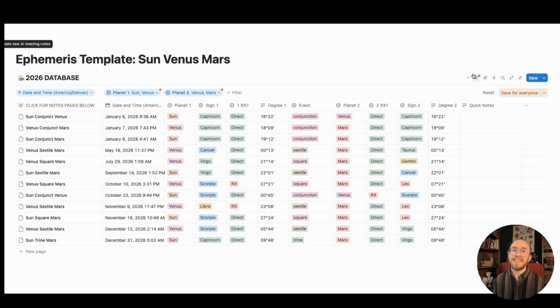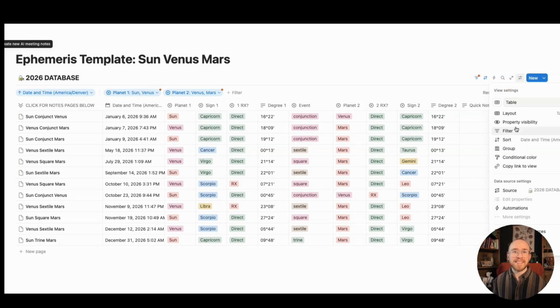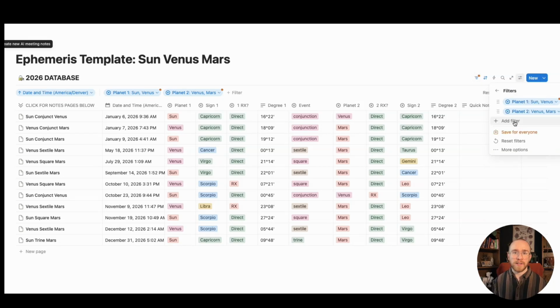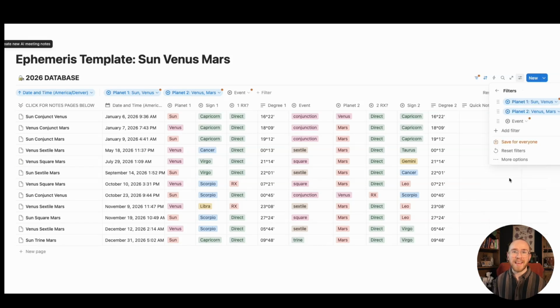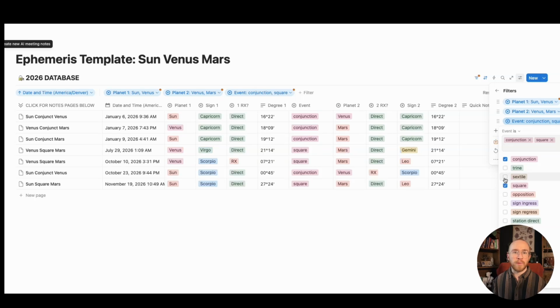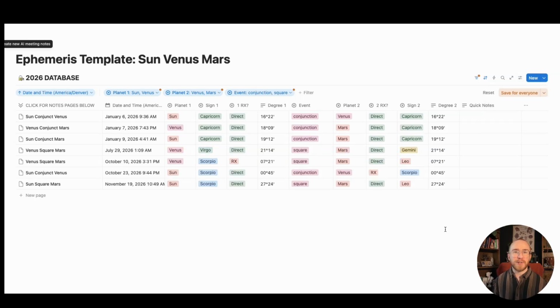For this, we'll need to add an event filter. Select Settings once more, add a new filter, and for this filter, you're going to choose Event. From here, we'll select the type of events we want displayed, squares and conjunctions. As you can now see, we have an incredibly narrow view, giving us only the type of events we wish to see. You can choose to filter your results however you see fit, giving yourself complete control over how your results show up. For more help navigating filters, check out Notion's database tutorial in the description below.